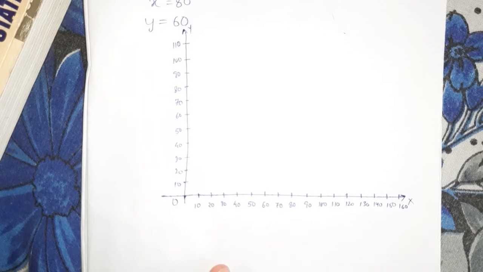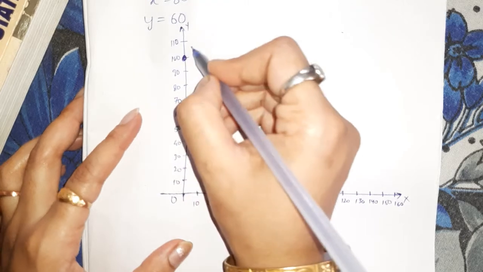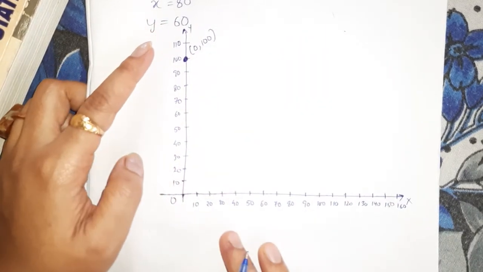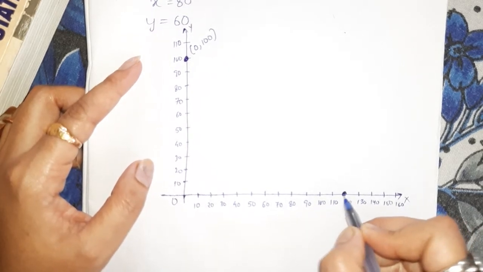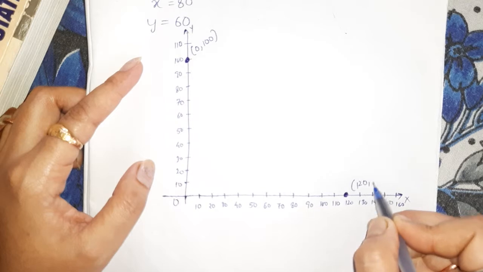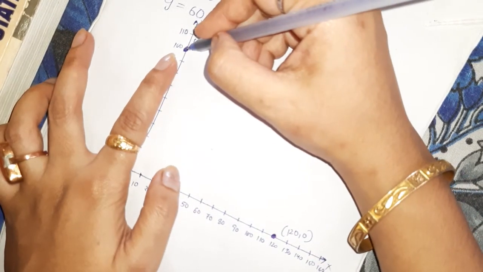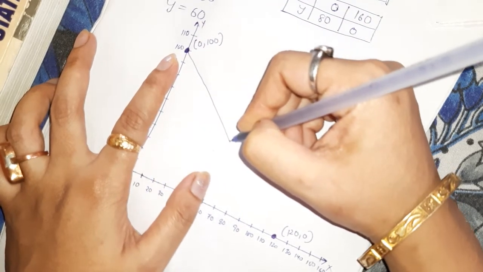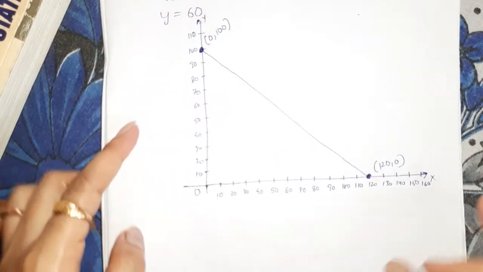Now the first point is x 0, y 100. This is your x 0, y 100. Next y 0, x 120. This is 120, 0. So this is the first line.